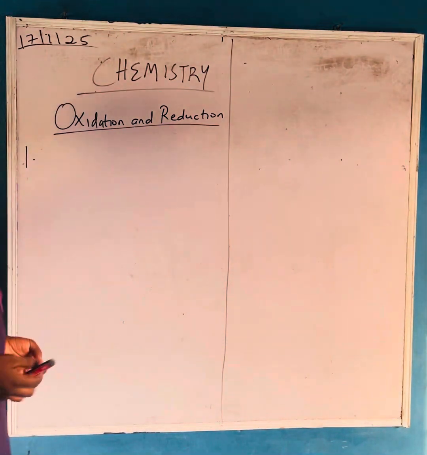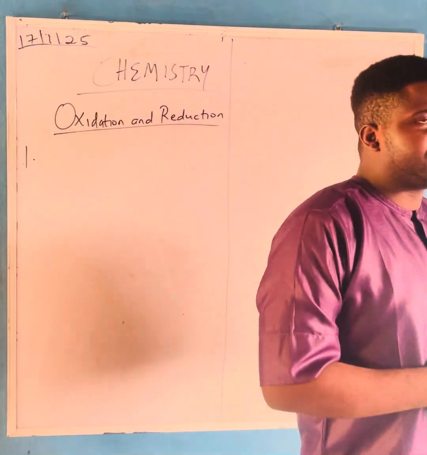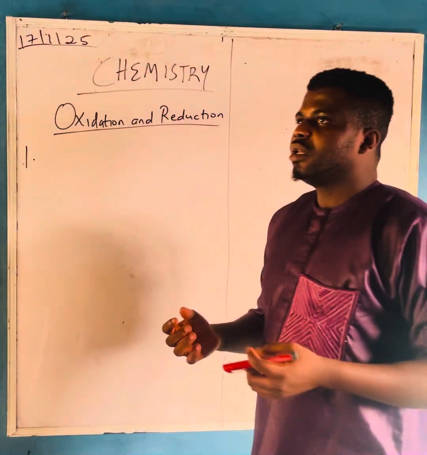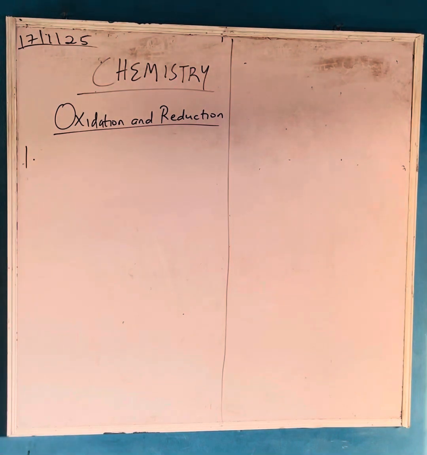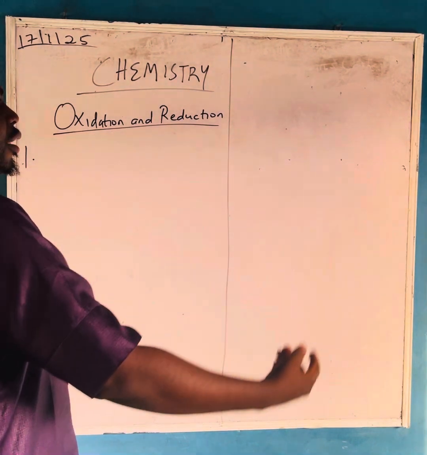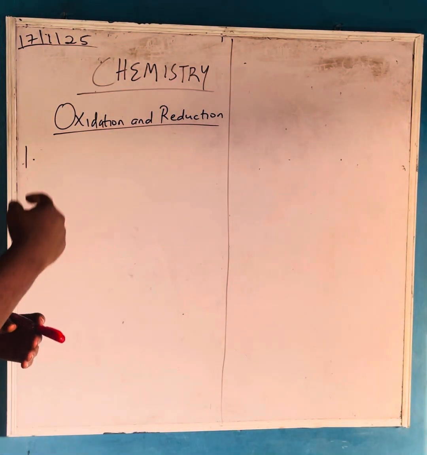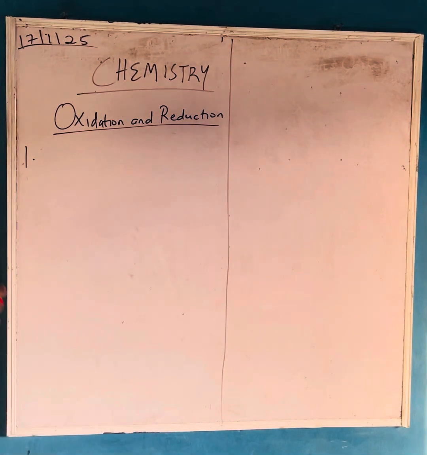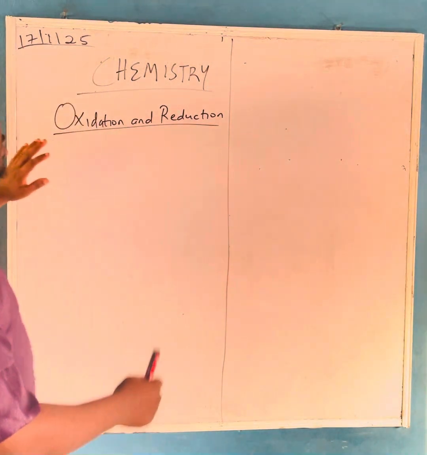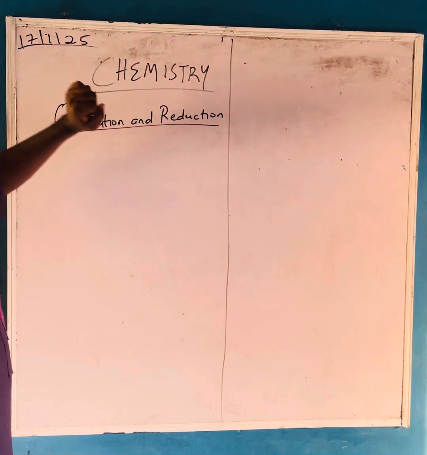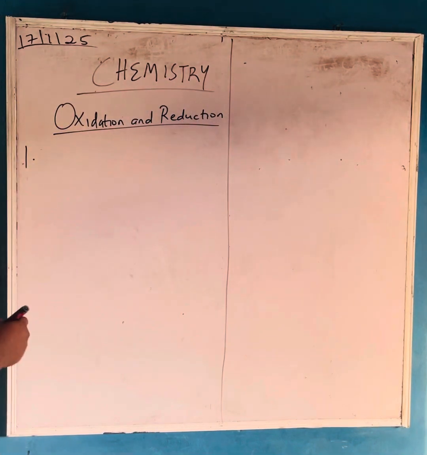Oxidation and reduction. We should know that oxidation and reduction take place in every chemical reaction, and sometimes oxidation and reduction actually go hand in hand. In every reaction we have an element or a compound that is undergoing oxidation while the other one is undergoing reduction. So I'll be giving us 5 definitions with explanation of oxidation and reduction.